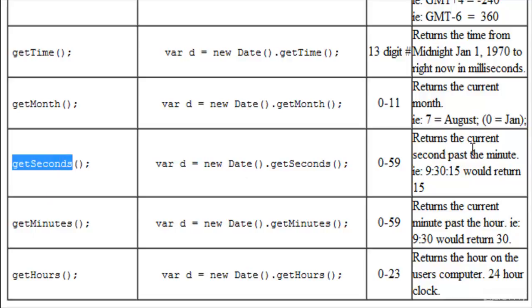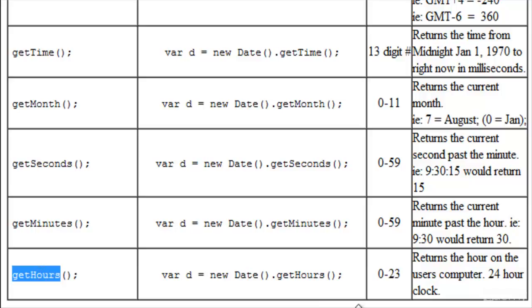getSeconds returns the current seconds past the minute. For example, 9:30 with 15 seconds would return 15. It will never return 60 because 60 is a new minute. getMinutes, pretty much the exact same thing, returns the current minute past the hour. For example, 9:30 would return 30. Again, it will never return 60 because that's a new hour.